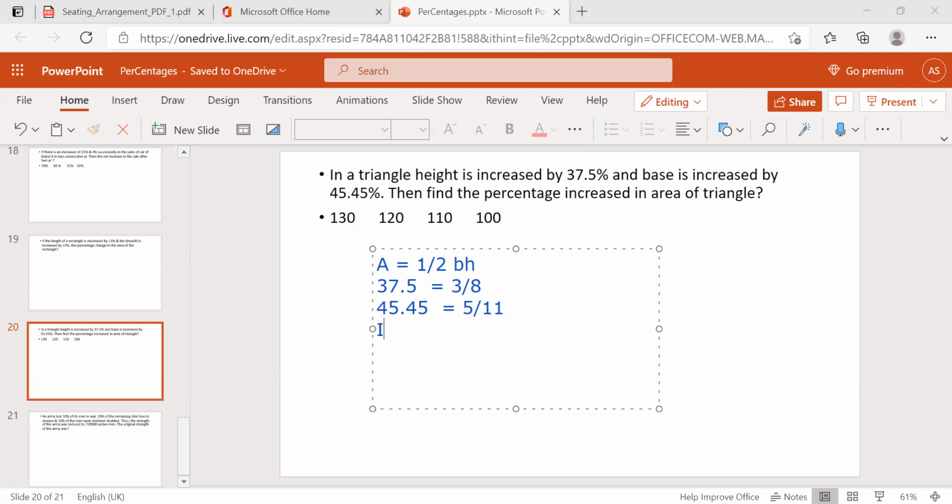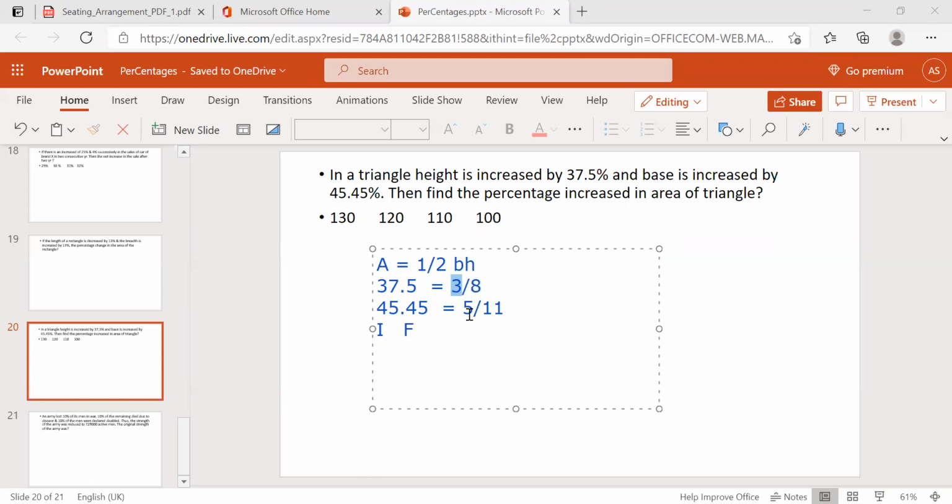Initial value and increased value, that means final value. Okay, think. Initial value and final value. What does it mean here? Previously the initial value is 8. Now it is increased by 3 parts. See, 3 by 8 is there and 5 by 11 is there. What is the meaning here? Initially, the height is 8 parts. And now it is increased by 3 parts. That means total how many parts? 3 plus 8, right?